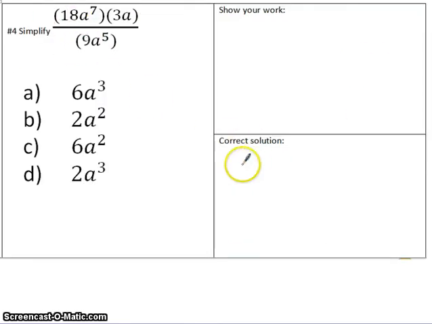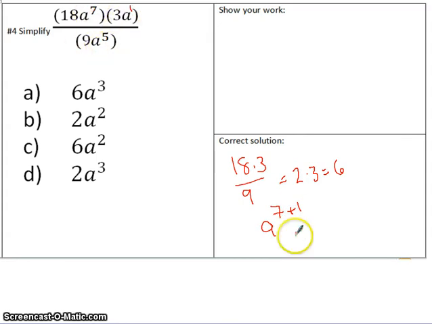And now the coefficients are 18 times 3 divided by 9. And that is 18 over 9 is 2 times 3 is 6. So the number is 18 times 3 divided by 9 gives me 6 when I simplify. And then on the top, I need to add the exponents: 7a to the 7 plus 1 on the top, 7 plus 1.